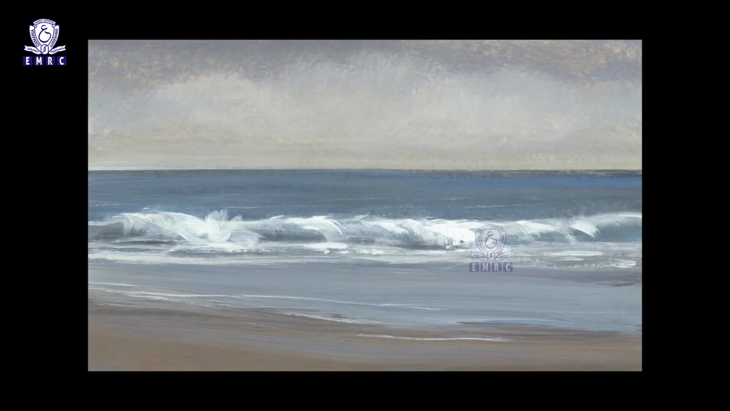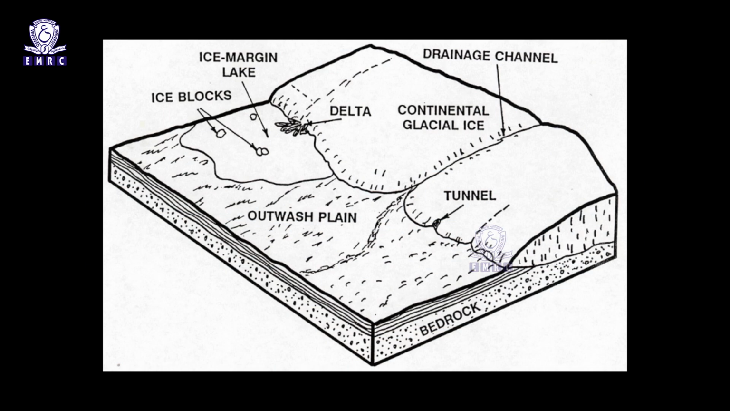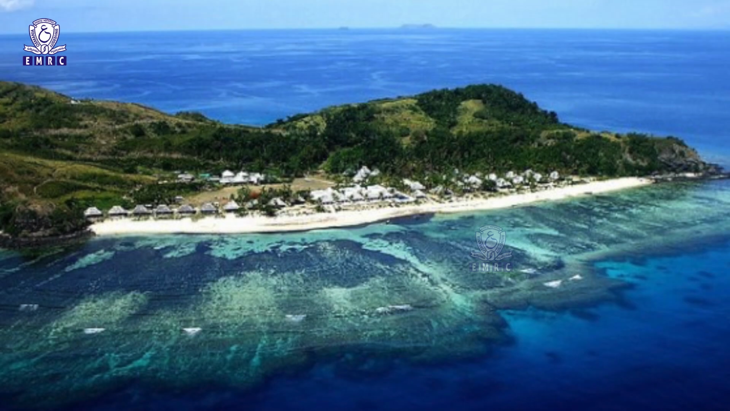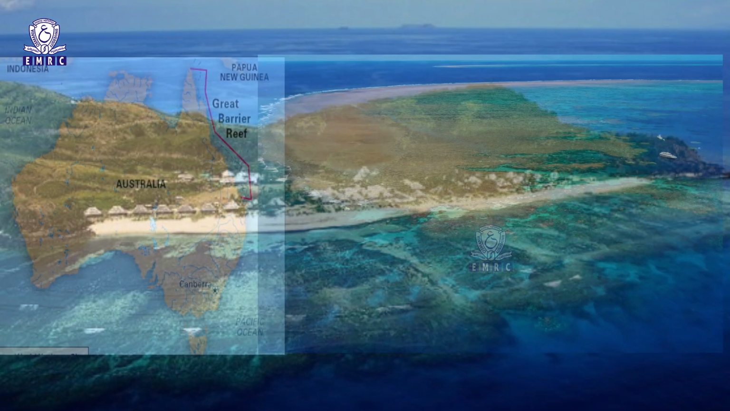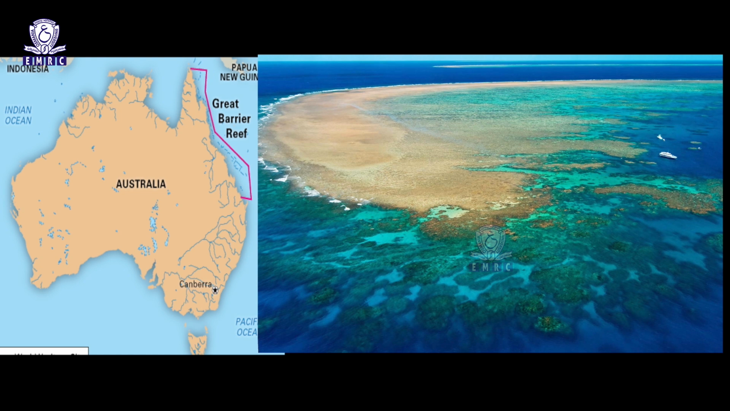Neutral shorelines. These are the coasts where there is no indication of either submergence or emergence. New coastal lands are formed by the deposition of sediments. Deltas, outwash plains, and coral coasts belong to this category. The Great Barrier Reef of Australia is a typical example of a coral coast. The word neutral implies that there is no relative change between the level of the sea and the coastal region.